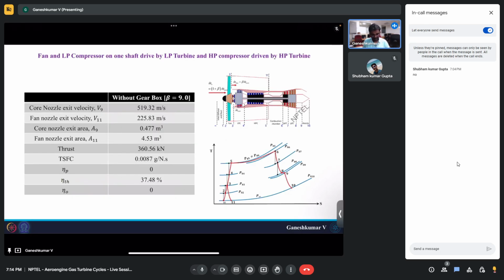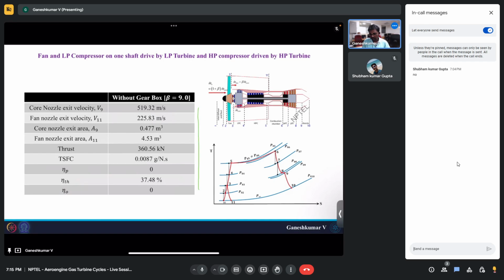So first let's look at, let's say if you don't have a gearbox with the beta equal to 9, this we solved in the lectures. You can refer to the notes of week 6. And these are the solutions that we got from that problem. So you were able to obtain a thrust of 360.56 kilonewtons, and your TSFC is around 0.0087 grams per newton second, or you can also write it in terms of kilonewtons per second, which will be 8.7 grams per kilonewton second.